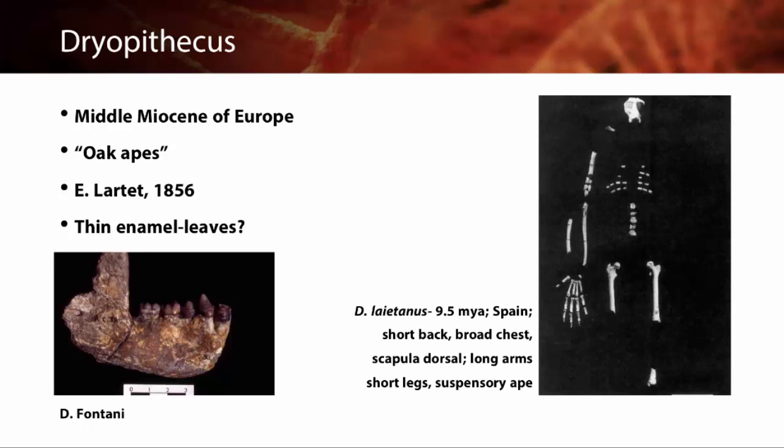Probably the most well-known ape from Europe is Dryopithecus, also known as the oak ape. I'll draw your attention to the image on the right. You can see in the picture the long forearm and the long fingers. This indicates that it was a suspensory ape, which is the adaptation shared by African apes today.